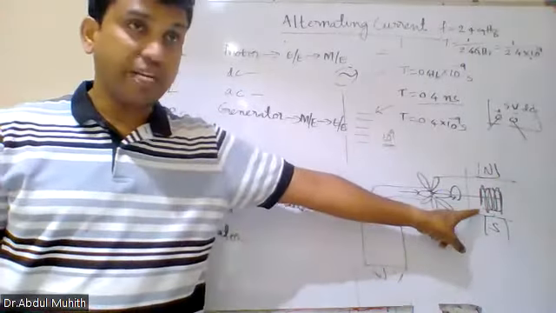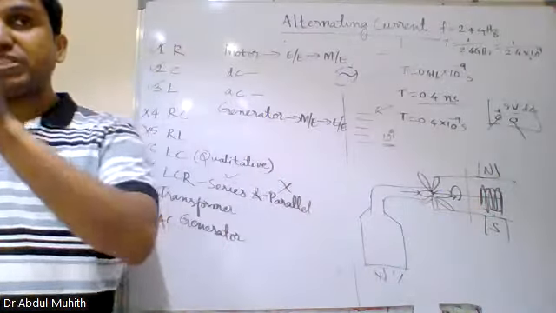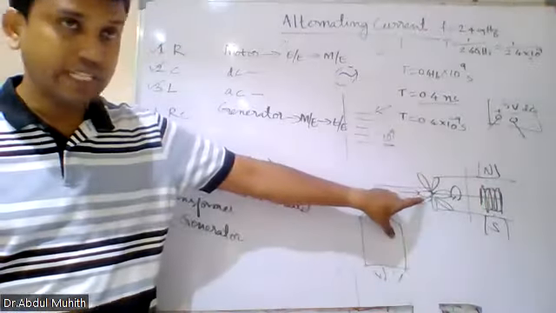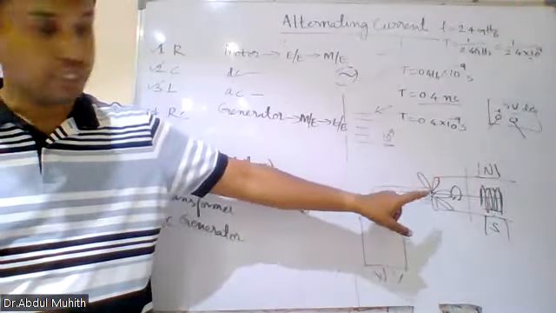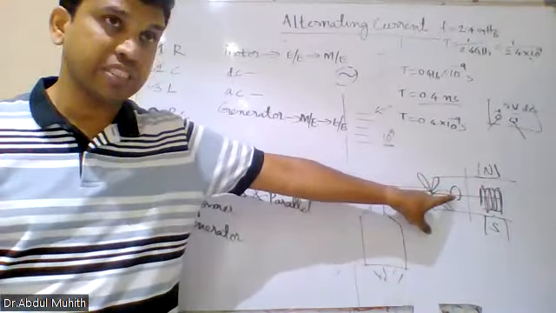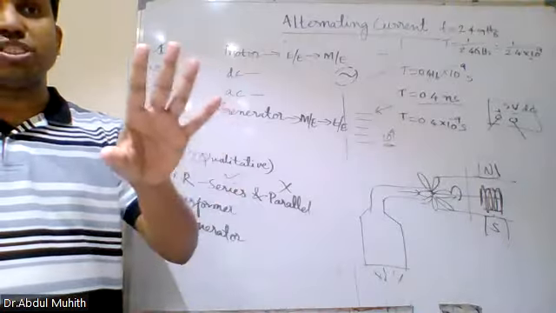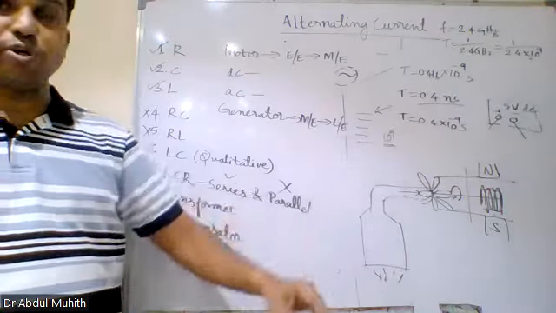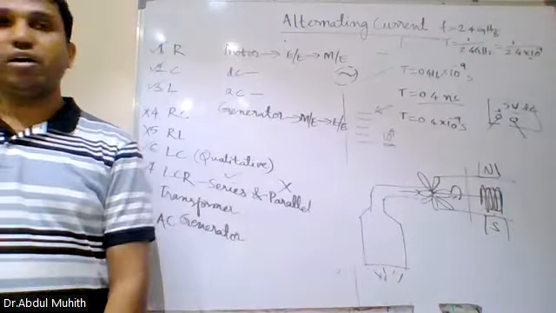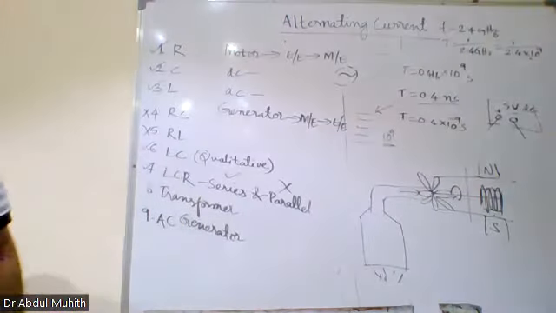But how many times is this rotating? 50 to 60 times in 1 second. This blade is rotating 50 to 60 times. When this blade is rotating, the axle is rotating at the same time, and when the axle is rotating, the coil is also rotating, 50 to 60 times in 1 second. That is why AC is produced, and that AC is coming to our place. Finish. So this completes your introduction part.